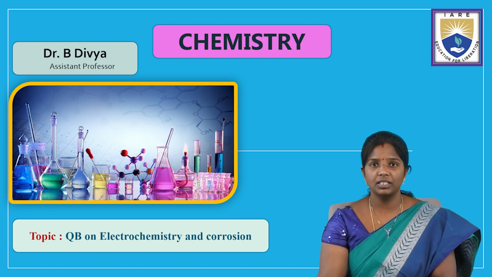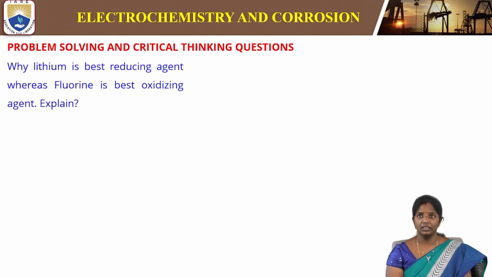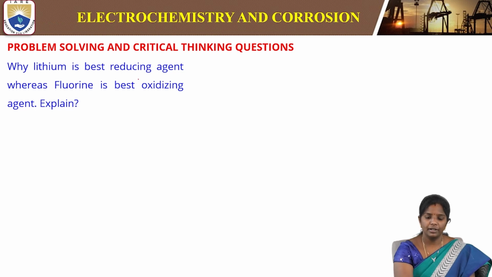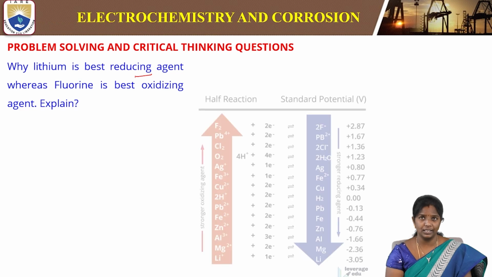So in this session, we will discuss the question bank tutorial on electrochemistry and corrosion. So here we have problem solving and critical thinking questions. So the first one is, why is lithium the best reducing agent whereas fluorine is the best oxidizing agent?